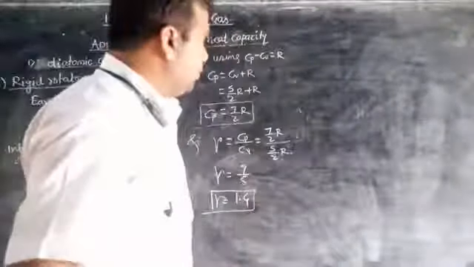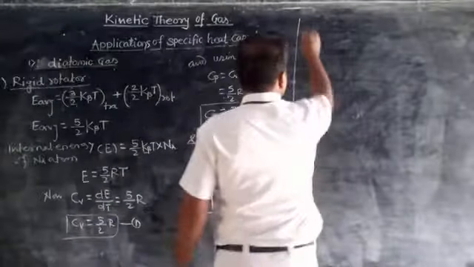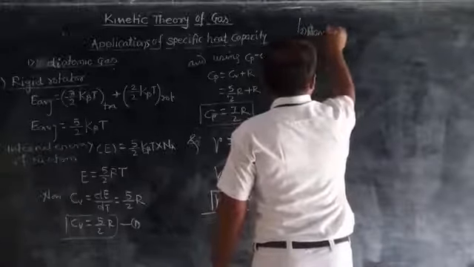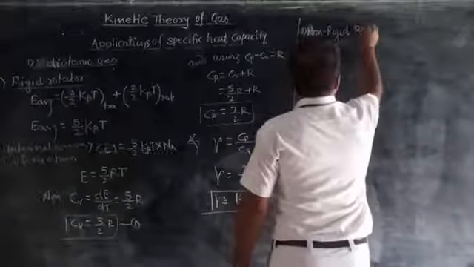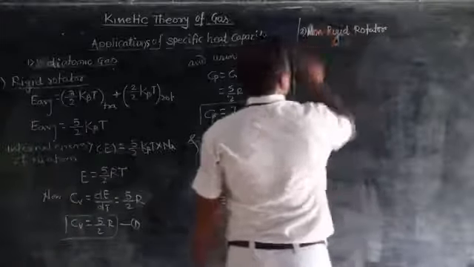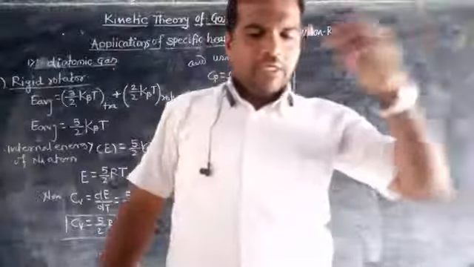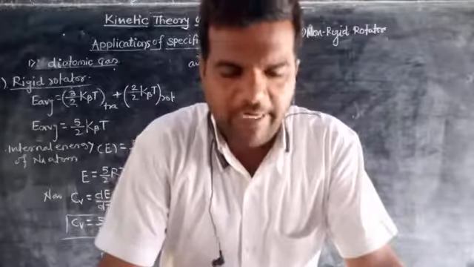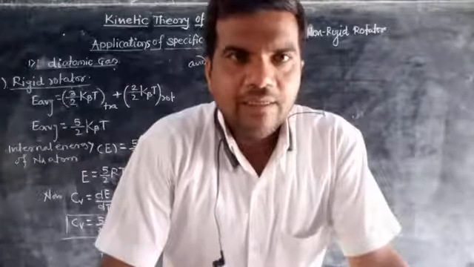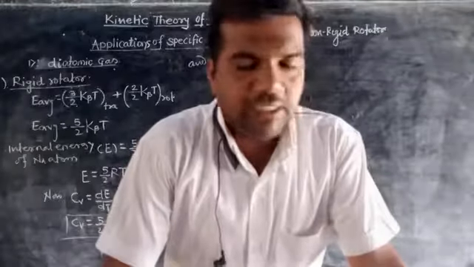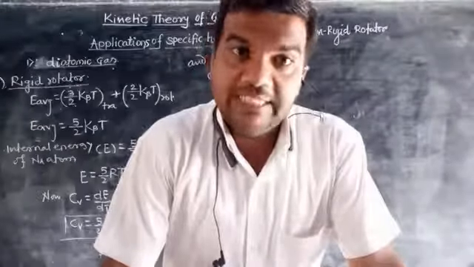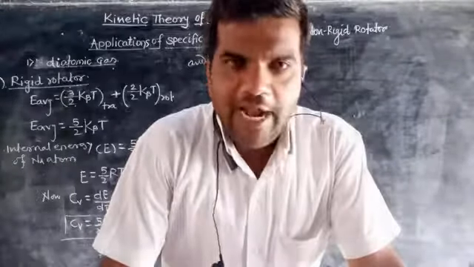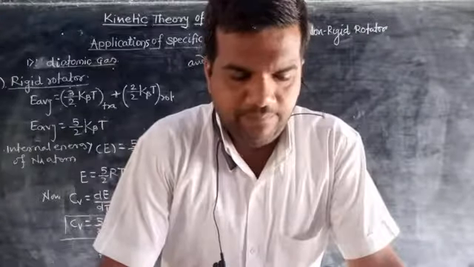Third, case 2. If we consider a non-rigid rotator, suppose the gas is not a rigid rotator, that is, if a gas is a non-rigid vibrating molecule, then it has, listen here, 3 translational, 2 rotational and 1 vibrational degrees of freedom.